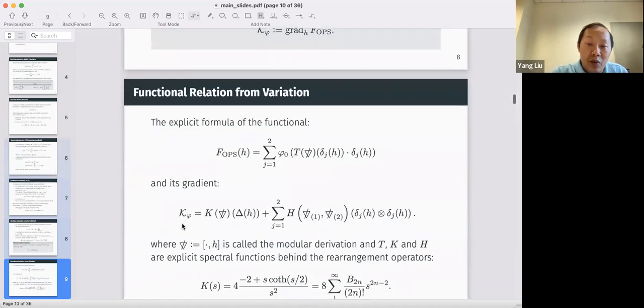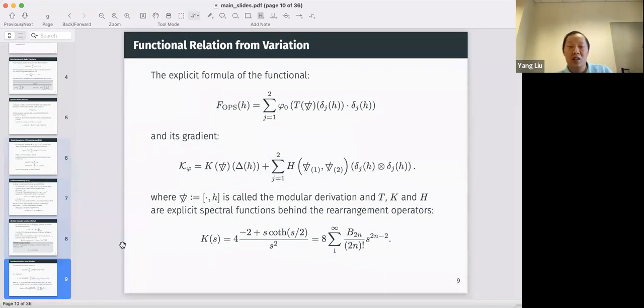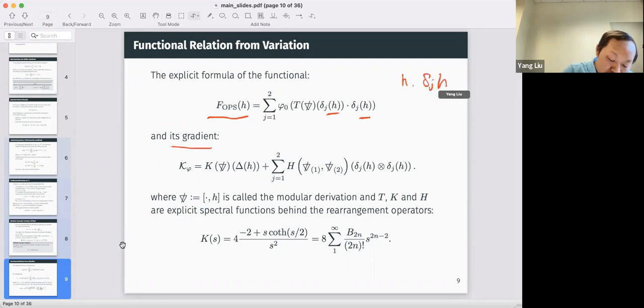So after some heavy computation, one can compute explicitly what this function F sub OPS is. You have an explicit formula in terms of the log Wow factor H. And then you can compute the functional gradient. Compared to the classical case, what's new in non-commutative geometry is due to the fact that H and the delta J of H coordinates and the derivative do not commute. So we have to introduce some rearrangement operators like T of this modular derivation, and K and H.